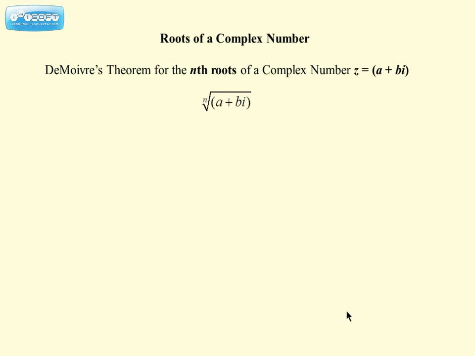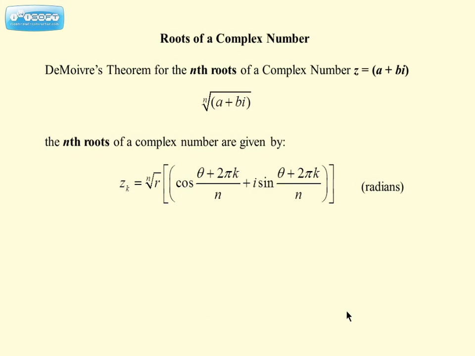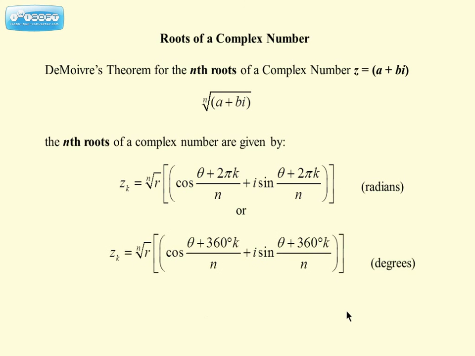We can also use De Moivre's theorem for finding the nth roots of a complex number. The nth roots of a complex number are given by these two equations. This is in radian form, this is in degree form. This is a more complex situation, and we will review this in class. If you wish, you can see examples on page 693 and 694. This concludes the videos for complex numbers in polar form.